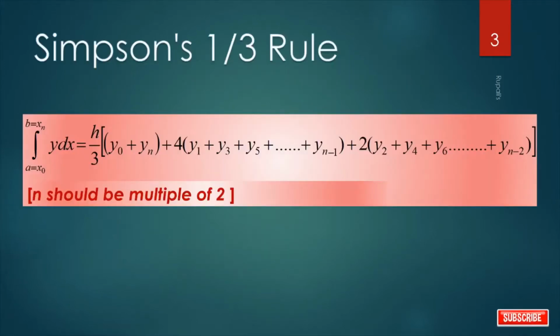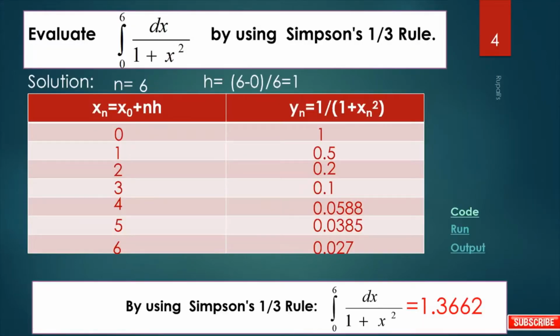So we already discussed the formula of Simpson's one-third rule, where integration a to b y dx equals h by 3 into y0 plus yn plus 4 into the addition of all odd terms of y plus 2 into the addition of all even terms of y, where n should be a multiple of 2. We already discussed this formula and this problem in our previous video. Now today we will learn how to write programming or coding on Simpson's one-third rule. So see the code first.